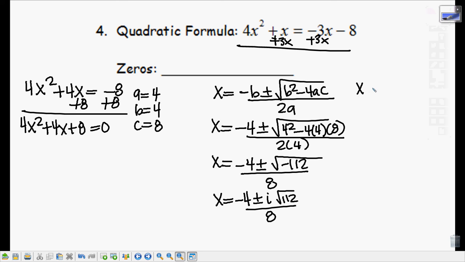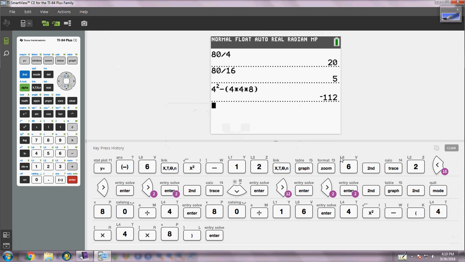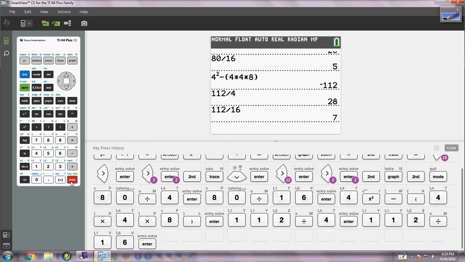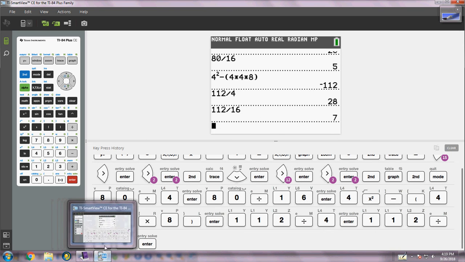So I'm going to have x is equal to negative 4 plus or minus i. I need to figure out what perfect square is in 112. So I'm going to try 112 divided by 4. Now 28 still has factors left in it, so I'm going to have to go through the factors and figure out if it's divisible by a perfect square. And 28 is still divisible by 4. So if 112 is divisible by 4 and then divisible by 4 again, then 112 is divisible by 16. So 7 is a nice prime number, no factors left that could possibly be a perfect square.